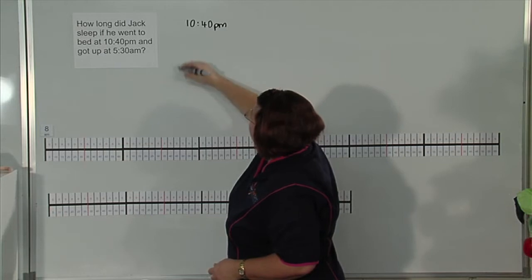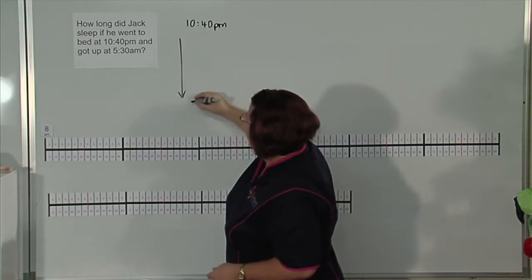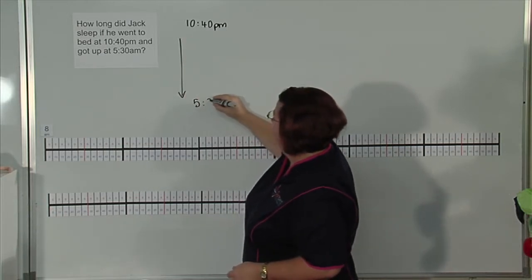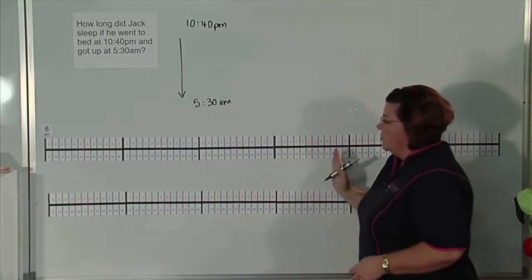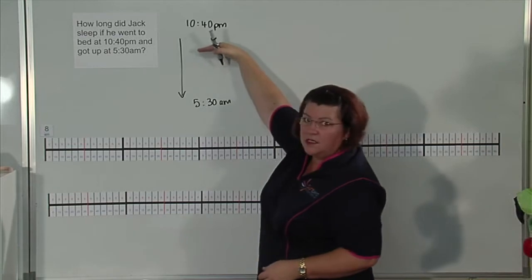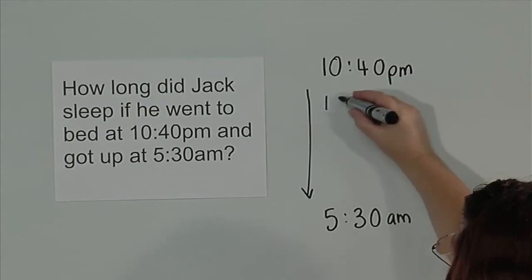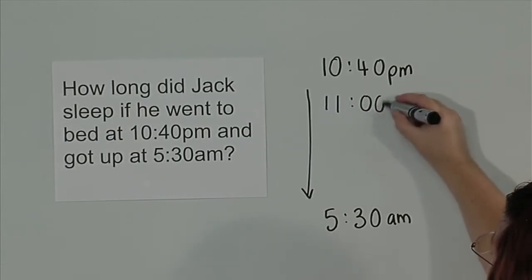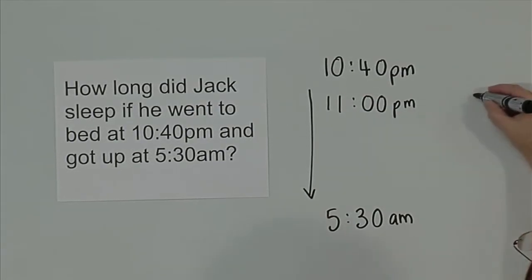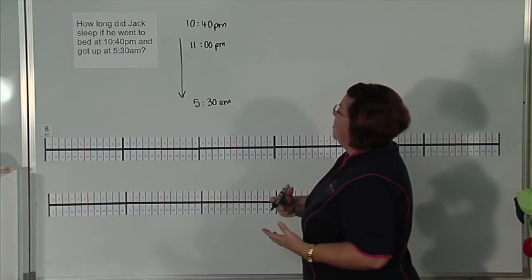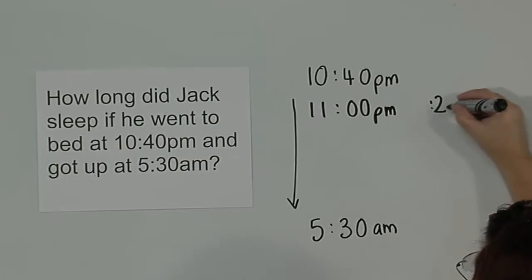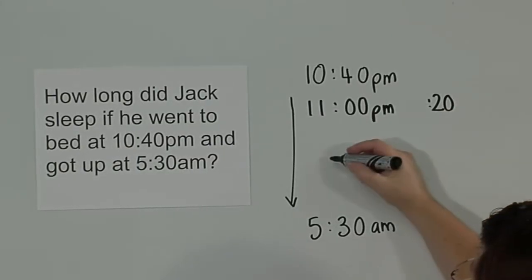Went to bed at 10:40 p.m. and we've got to work out how many hours have passed until 5:30 a.m. From using this resource, the children will be used to going to the next whole hour. So to get to 11 p.m., we can say to the children, well, how many minutes did it take me to get from 10:40 to 11 p.m.? And they will tell me 20 minutes.